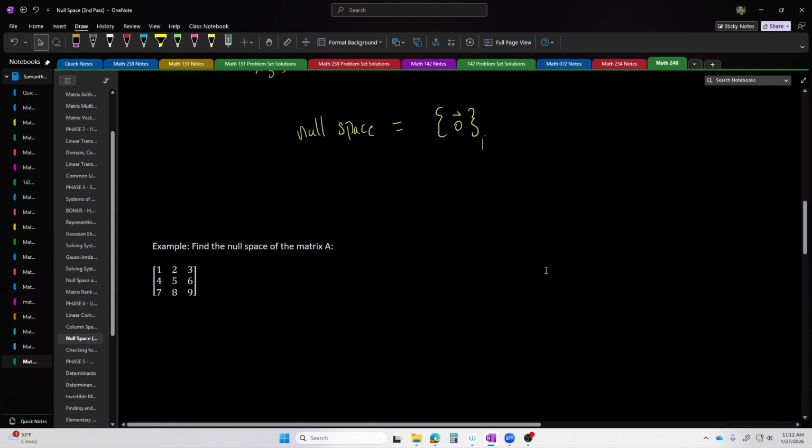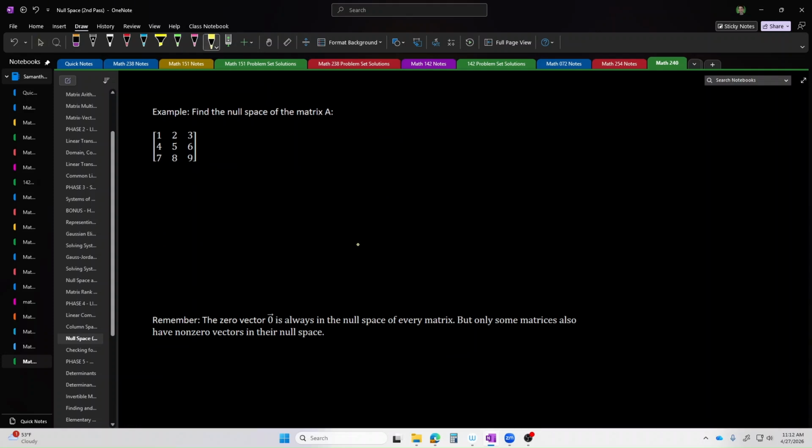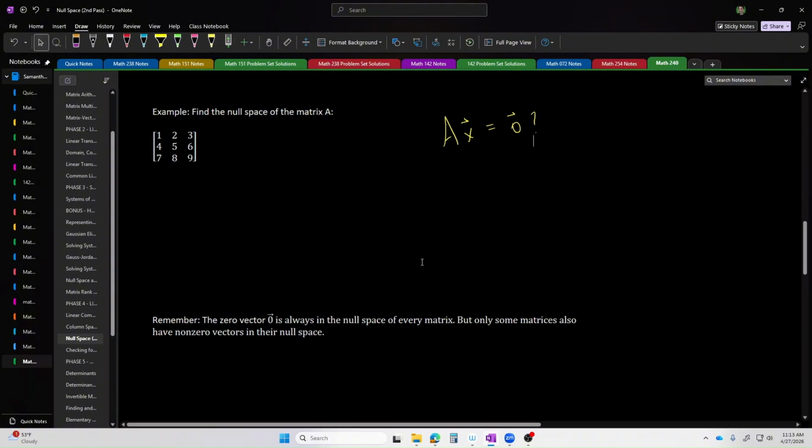Now, by contrast, let's consider the matrix A 1, 2, 3, 4, 5, 6, 7, 8, 9. And let's think about what is the null space of this matrix. Again, if we're asking what is the null space of this matrix, we're asking what vectors x become 0 after this matrix A is applied. What vectors are destroyed by the action of this matrix?